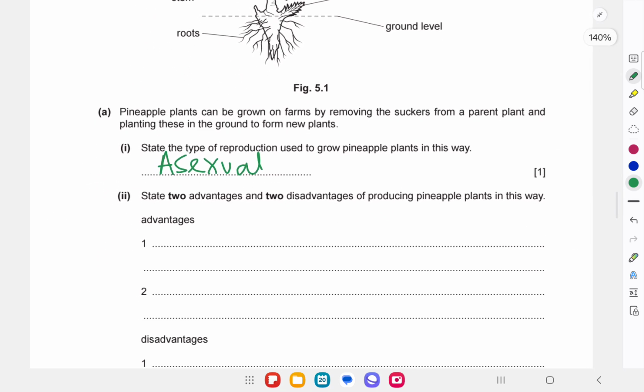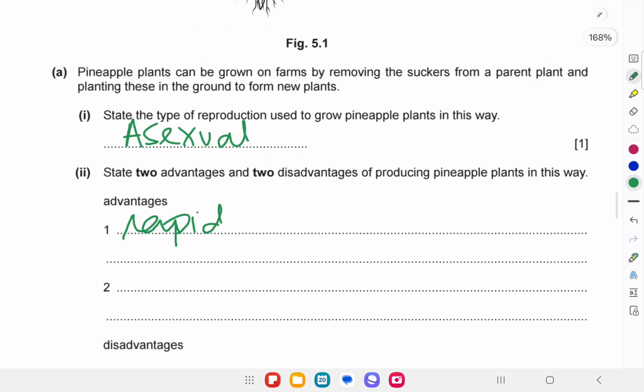State two advantages and two disadvantages of producing pineapple plants in this way. You can write here the basic advantages and disadvantages of asexual reproduction. The advantages are it's rapid, so you can get pineapples quickly and easily, and in this way many new plants can be formed, and you require only one parent plant.